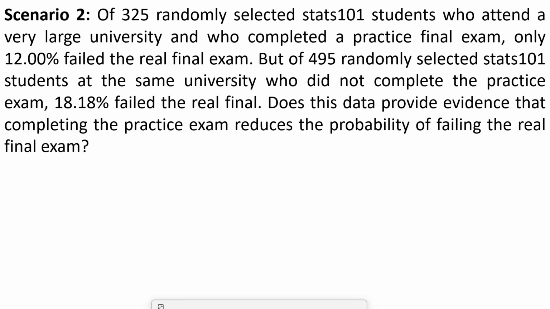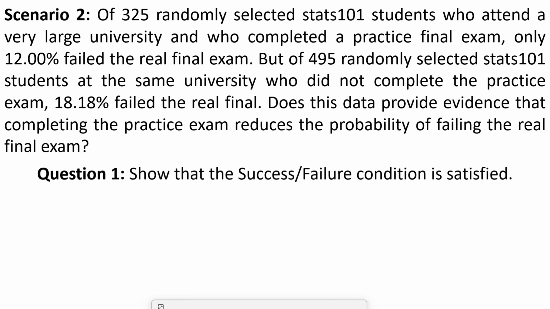So a big difference between this question and the first one, here the number of successes and failures isn't provided. Instead, you're given a percentage, the percentage of students who failed the real final exam. And by the way, since we're counting those who failed, the proportion is the proportion who failed. Failing is considered to be the success, and passing is considered to be the failure. So that's a little bit contradictory, but that's okay. In the end, we need to know how to turn those percentages into counts so we can answer questions like this one. Show that the success-failure condition is satisfied.